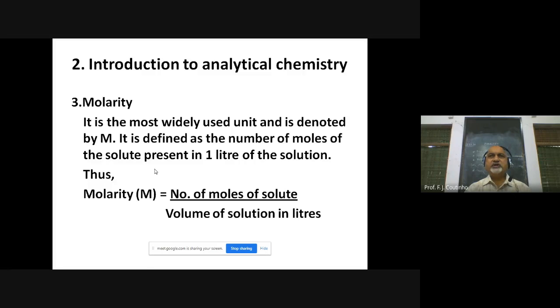So what is a solute? If I say 1 kilogram of salt, maybe any salt, calcium carbonate, copper sulfate, sodium chloride, and so on, any salt.